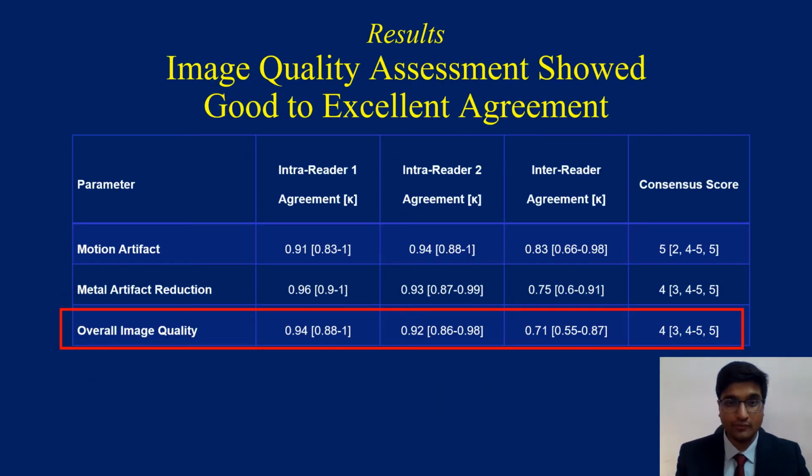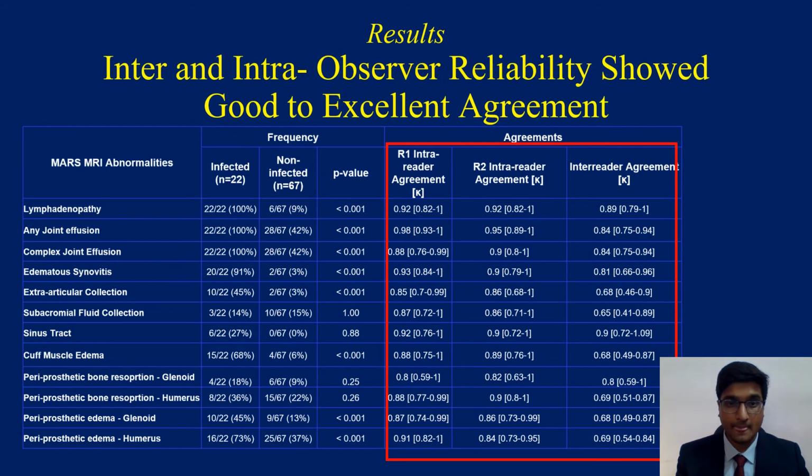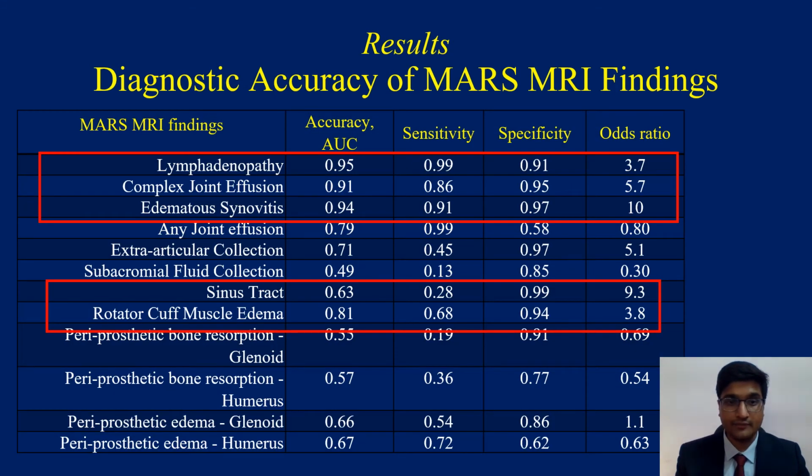Overall image quality was found to be good, with good to excellent agreement between the two readers. Intra and inter-observer reliability was also found to be good to excellent. In terms of diagnostic accuracy, three particular findings of lymphadenopathy, complex joint effusion, and edematous synovitis had the highest accuracy, sensitivity, and specificity for diagnosis of infection on MARS MRI. Sinus tract and rotator cuff muscle edema had very high specificity, but the sensitivity was low.